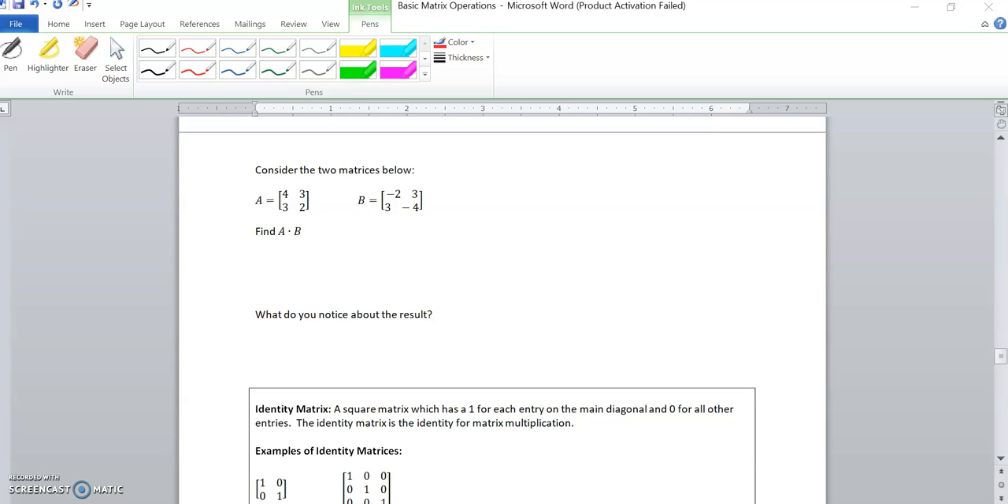to consider the two matrices A and B. And they're similar. I mean, they have the same numbers, a couple of different signs, but it does ask us to take the multiplication of A times B. So we're going to do that first. So that looks like this. We're going to say, B there.